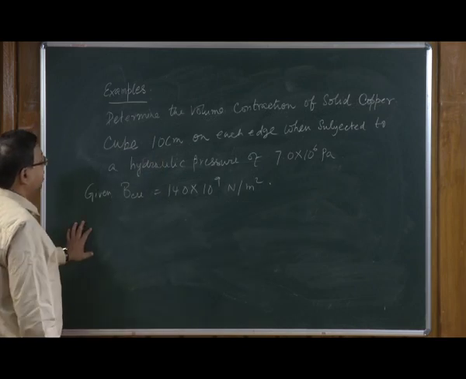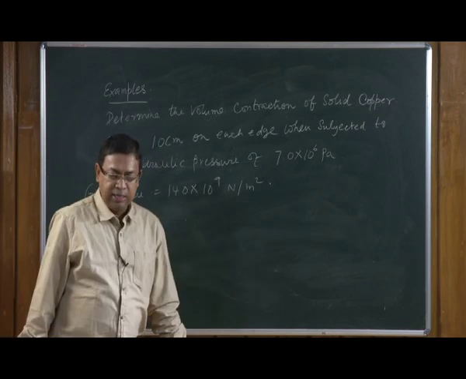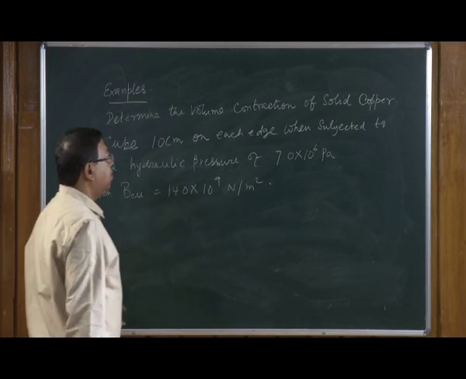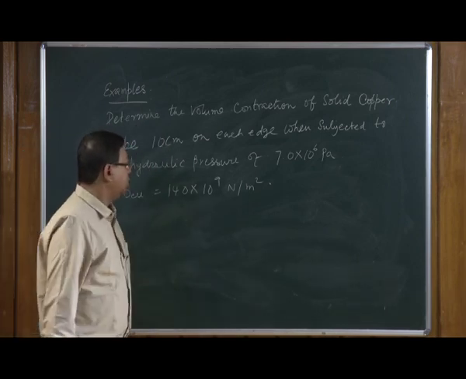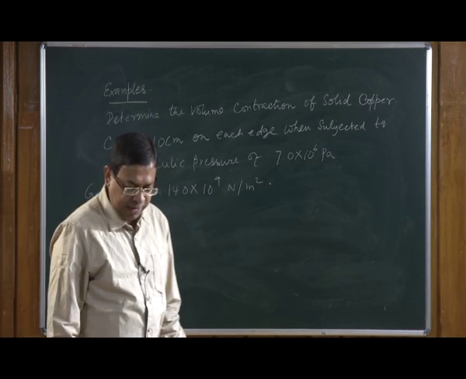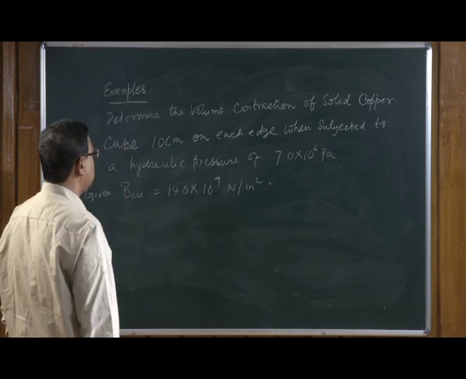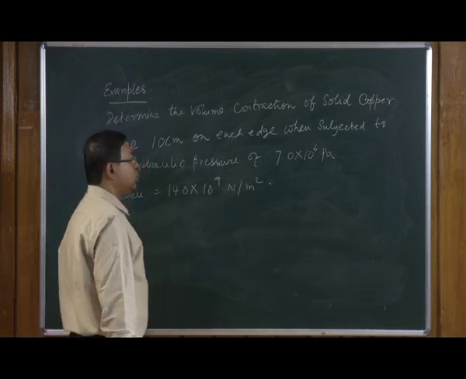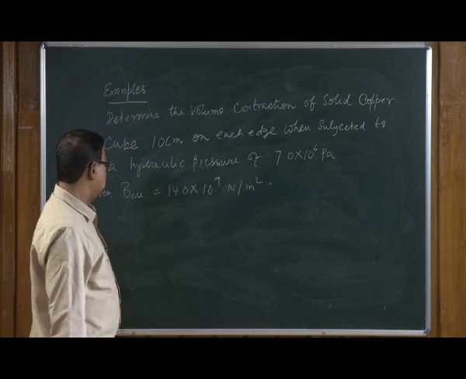So as a third example, let us see the computation of bulk modulus, now not for a liquid, but for a solid copper cube, which is 10 centimeters on an edge, and it is subjected to a hydraulic pressure of 7.0 into 10 to the power 6 Pascals.